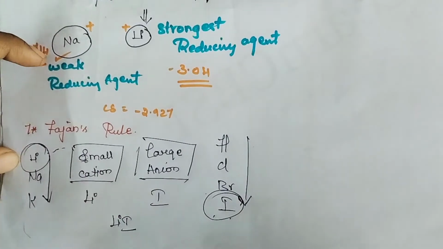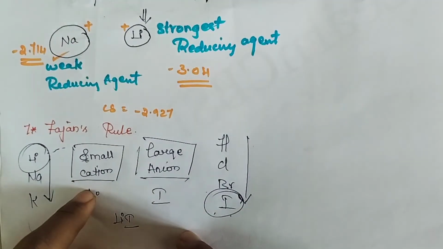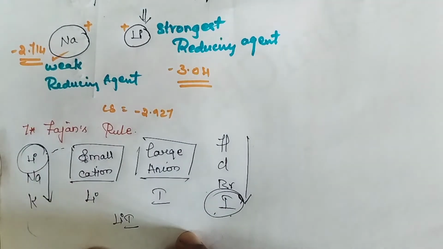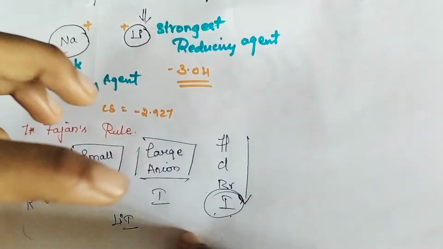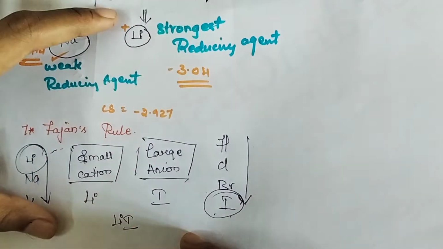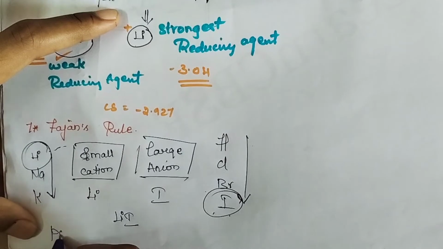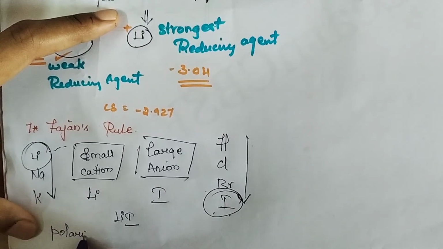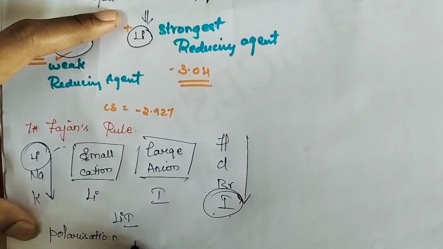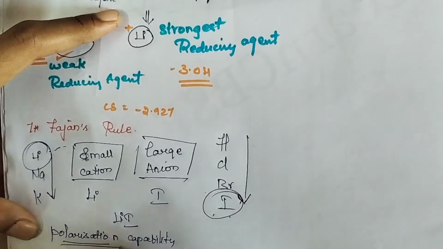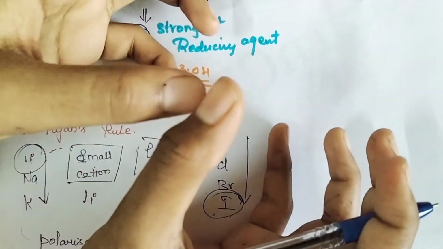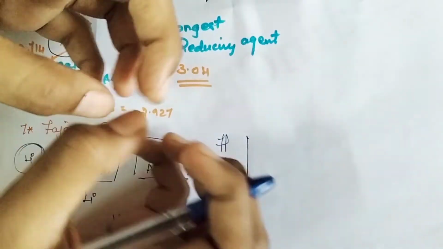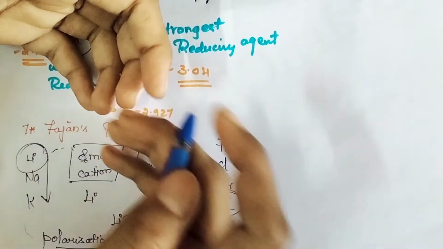Are you clear? Now, why is lithium most able to form a covalent bond with an anion? It means it has a high polarization capability. What is polarization? Polarization is the distortion of the electron cloud, meaning the attraction of the electron cloud towards itself.